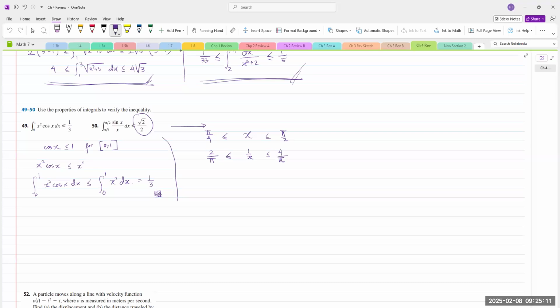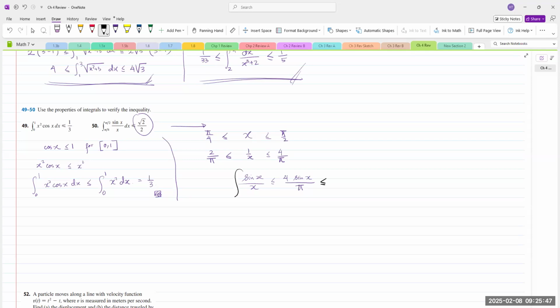So multiply by sine x. This will be 4 sine x over pi. Then that's the lower bound. Okay. Oh, nah, I think I get it. But 4 over pi is, oh, this is more than 1, huh? This is more than 1.